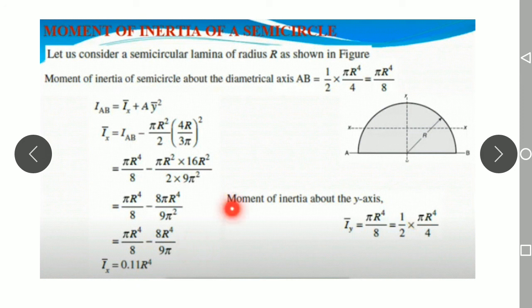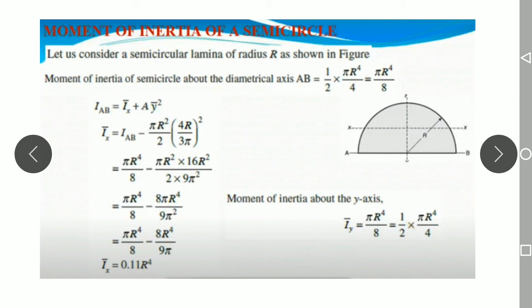semicircle. Then similarly the moment of inertia about the y-axis. So this is about the x-axis. The moment of inertia about the y-axis is directly half of the moment of inertia of the circle. That is the moment of inertia of the circle what you have considered, this is pi r raised to 4 divided by 8 is the moment of inertia about the y-axis. 0.11 r raised to 4 is the moment of inertia about the x-axis here.